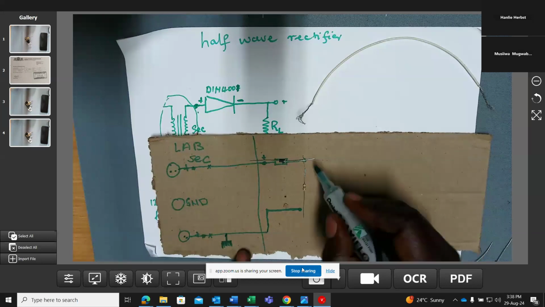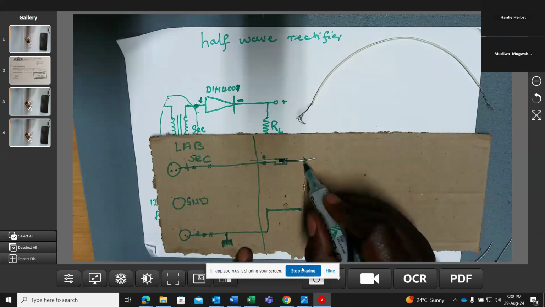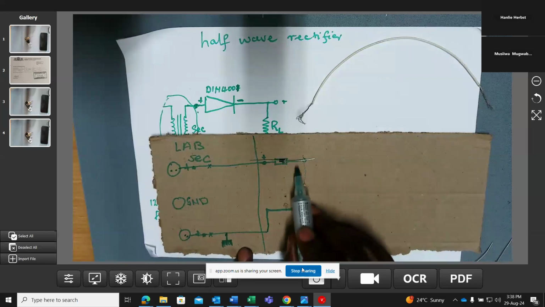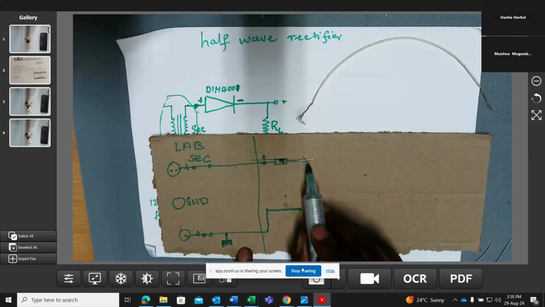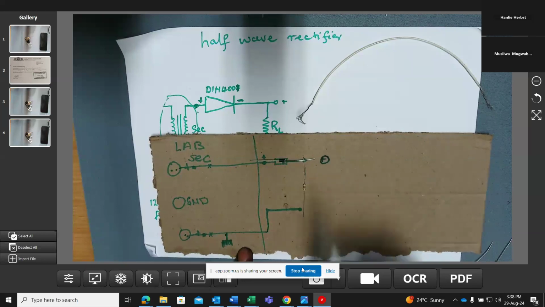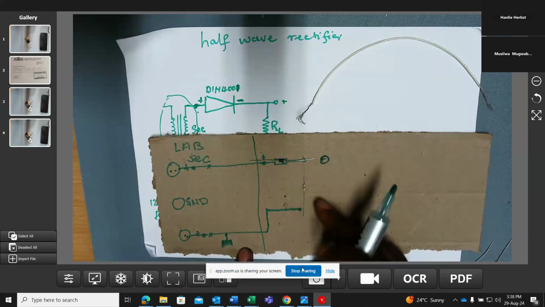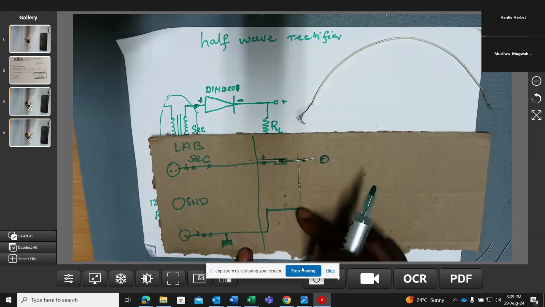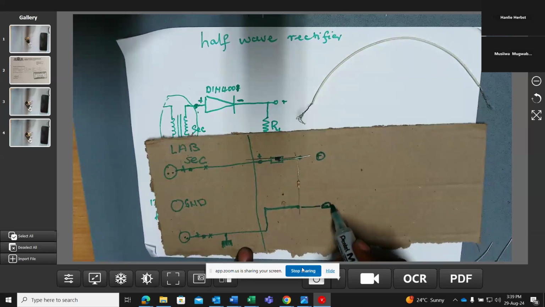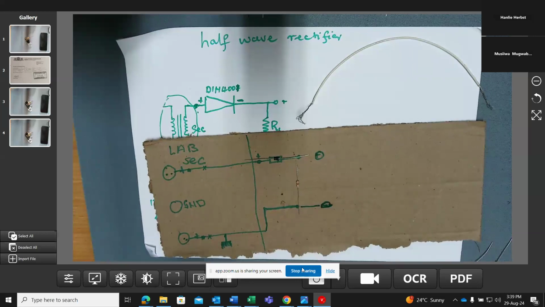Where are you measuring? I am measuring between the leg of the diode and the leg of the resistor, where they are joining each other. That is the positive side of your clip when you connect it to the oscilloscope. Here, that is the negative side, which is this side. That is where you put the negative clip to your circuit. Then you'll be able to see what your output is.